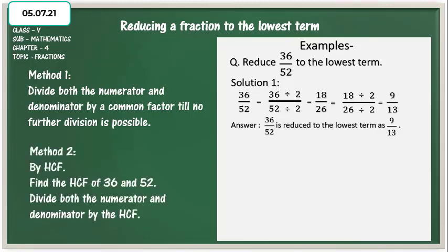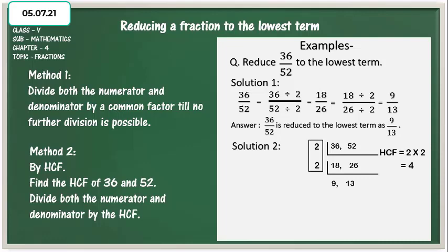Now, by the method of HCF. First, we need to find the HCF of 36 and 52. Then, we divide both the numerator and denominator by the HCF. So, first let's find out the HCF of 36 and 52. HCF of 36 and 52 is equal to 4. Now, let's divide 36 by 52 by 4 upon 4. And it will give us the answer as 9 by 13, which is the same as the above answer. And it's the lowest term of 36 by 52. Both the methods are easy. Whatever is convenient for you, you can follow it.